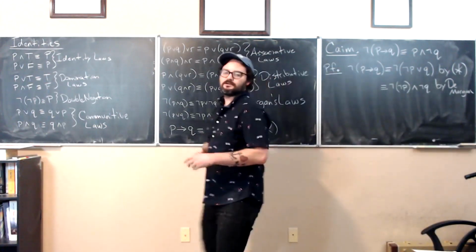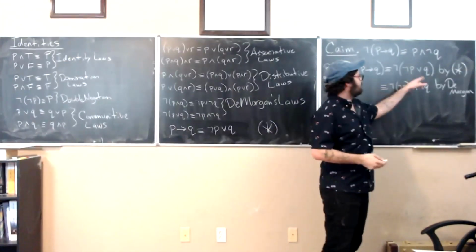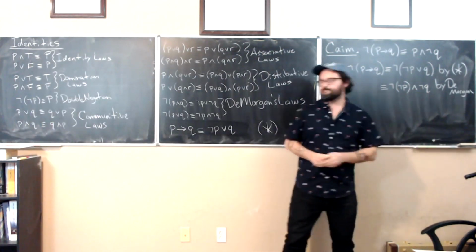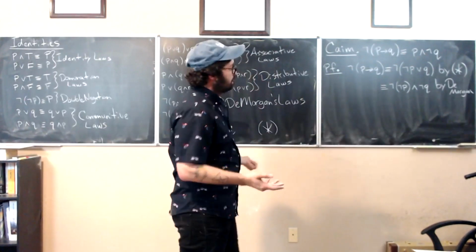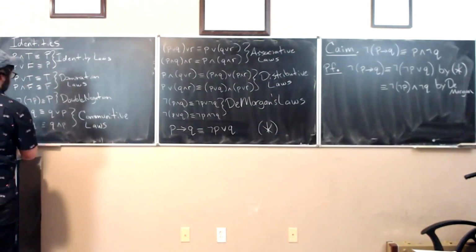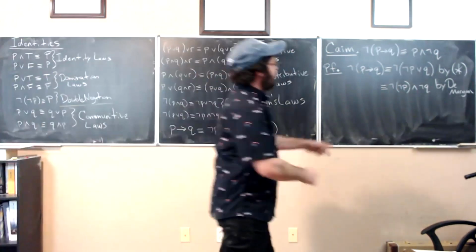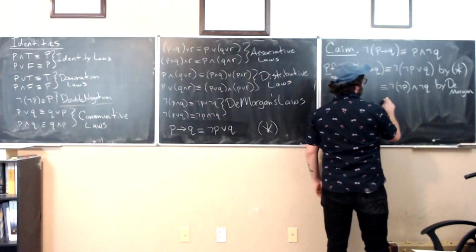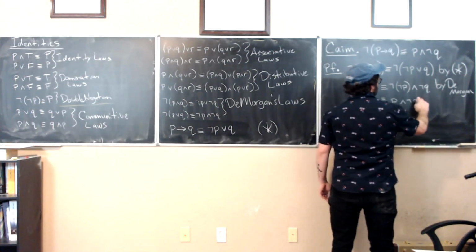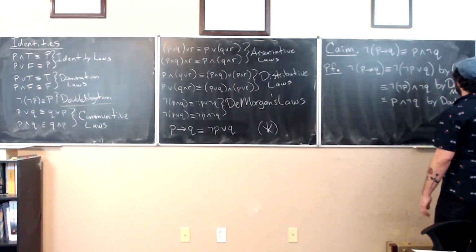So we use De Morgan's law to distribute in the negation. We take the negation of that, the disjunction becomes a conjunction, and then the negation of Q. Looking at my laws, I see there's one I can apply immediately, called double negation. I have the negation of not P, so that's logically equivalent to P. The rest stays the same. So that was by double negation.